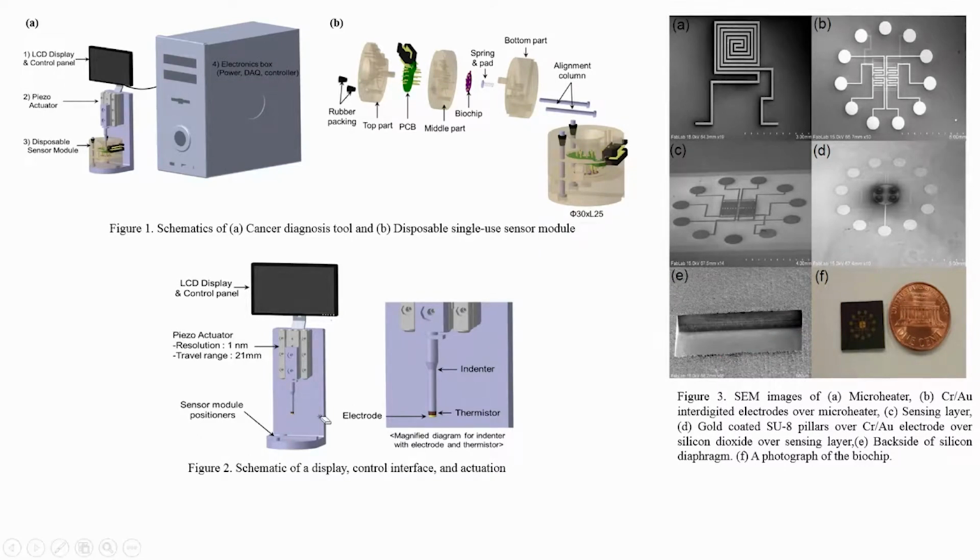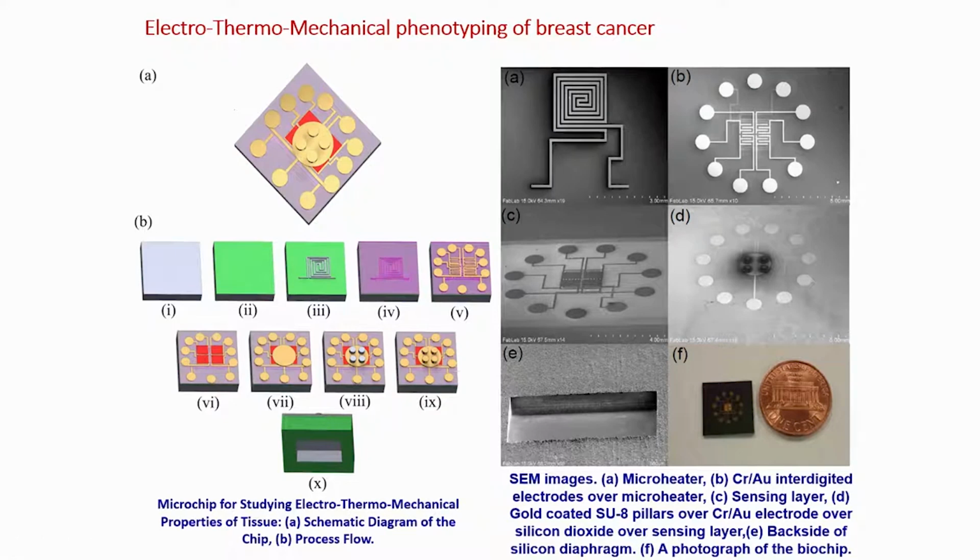Let me go to the next slide. Here you can see a process flow quickly. There is a silicon, then you have an oxidized silicon, then a micro heater, on that a silicon dioxide again, on which you have interdigitated electrodes. After the interdigitated electrodes, you have a piezoresistor. After the piezoresistor, you have an insulator, over which you have gold pads. On the gold pads, you have an SU8 pillar, and then you perform the lift off technique to coat the SU8 pillars with gold. Once you do that, on the back side you can create a diaphragm.